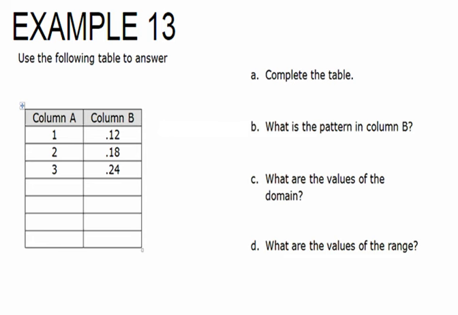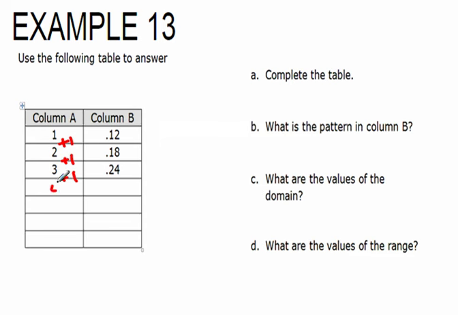In this example, we are asked to use the table to answer a couple of questions. The first question is to complete the table. To complete the table, we have to look at the pattern in column A and then the pattern in column B. In A, we're going from 1 to 2 and 2 to 3. Each time, that's an increase of 1, or we are adding 1. So we want to continue that pattern by adding 1 for each entry.